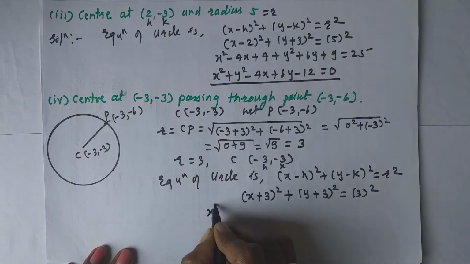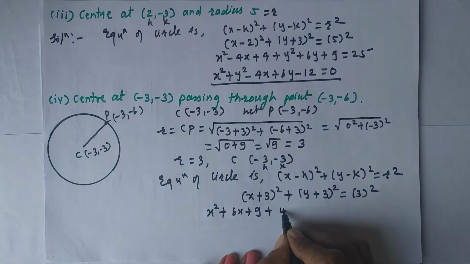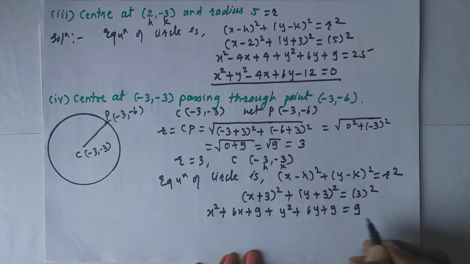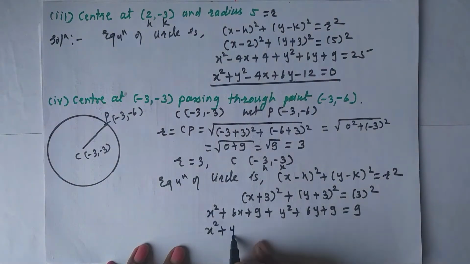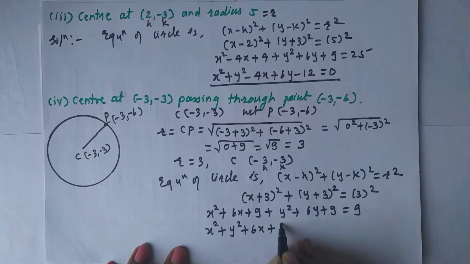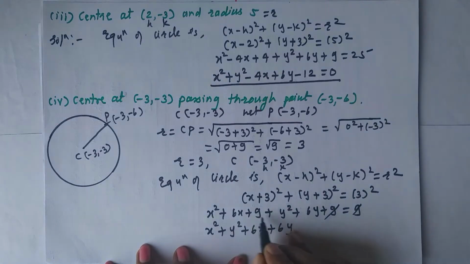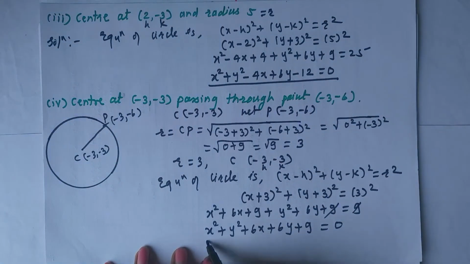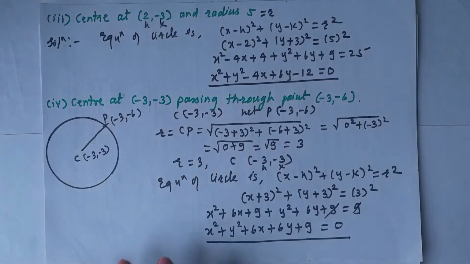Now expand. This will be x square plus 6x plus 9. Then expansion of the second bracket, y square plus 6y plus 9, and this 3 square is 9. Okay. Now here write down first the x square term, then y square, then the term of x, then the term of y. Okay. Now this 9 and this 9 will get cancelled. Only this 9 remains. Therefore write down plus 9 is equal to 0. This is your equation, if center is minus 3 and circle is passing through point minus 3 minus 6.